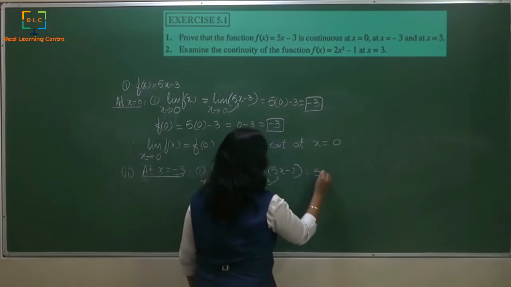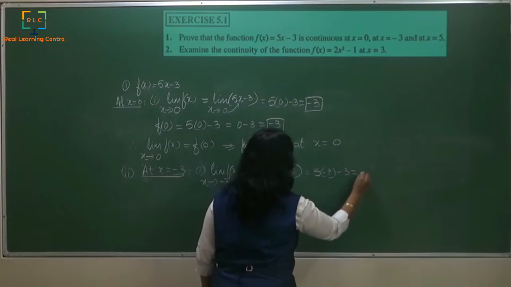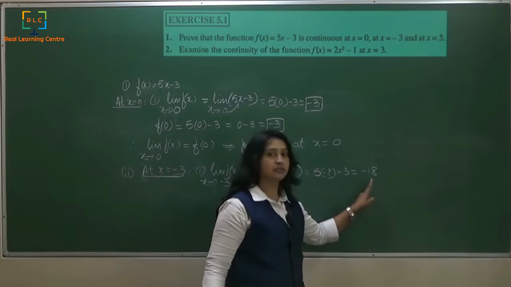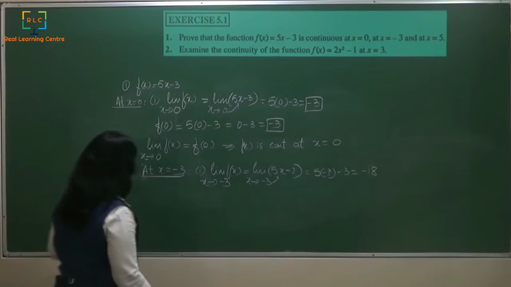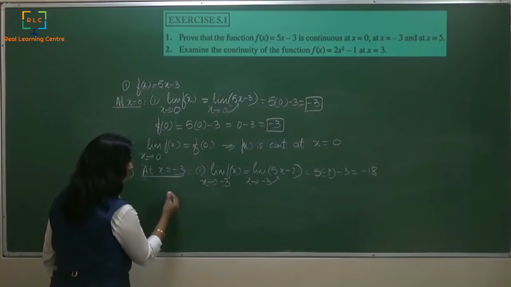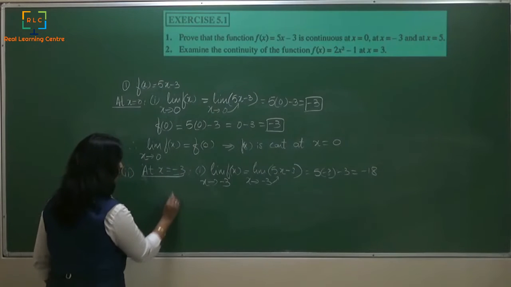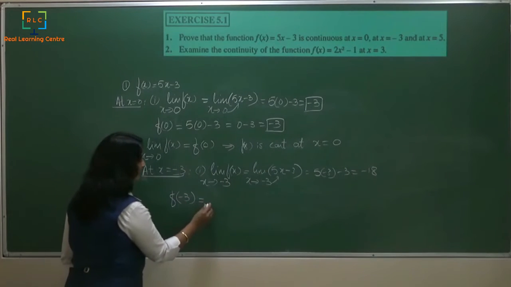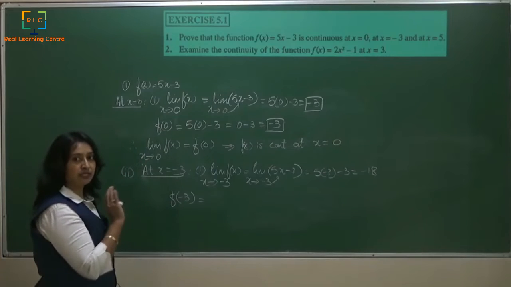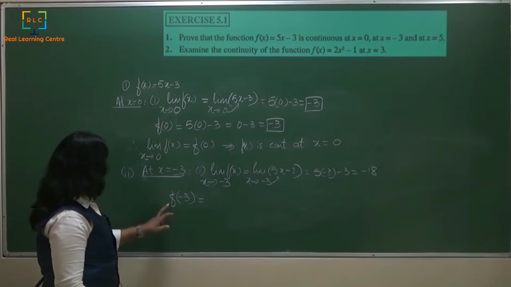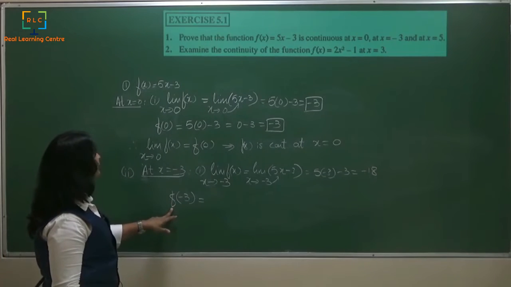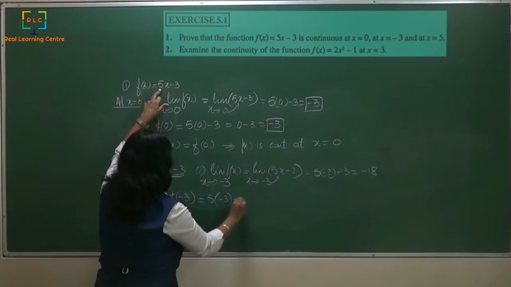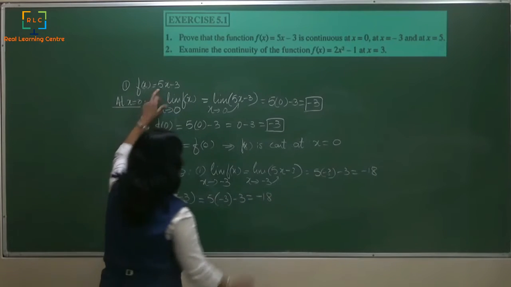So, we got 5 into minus 3 which is equal to minus 15, minus 3 is minus 18. Then I will plug in directly x is equal to minus 3, and that is called as f of minus 3. F of minus 3 is, go to the function f, just like your functions chapter, go to the function and directly put x is equal to minus 3. So, I will come here, 5 into minus 3 which is equal to minus 18.